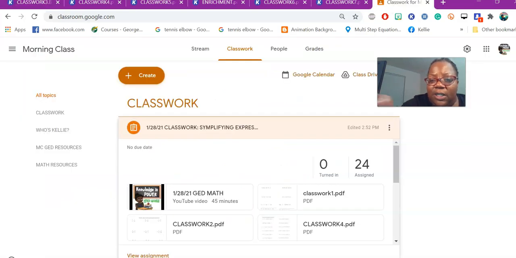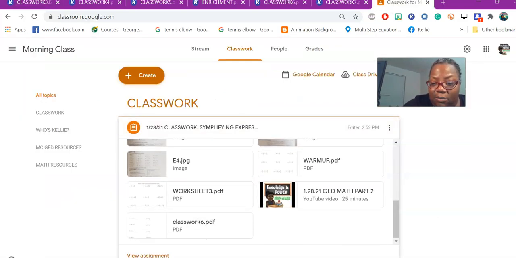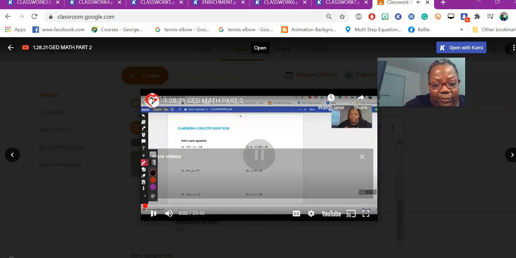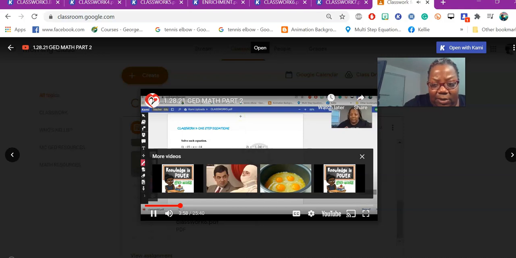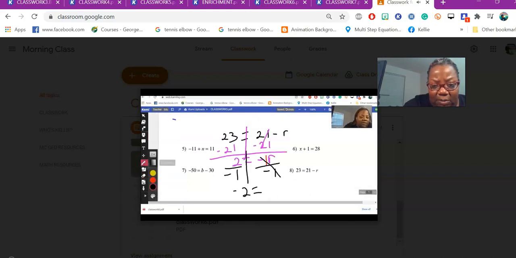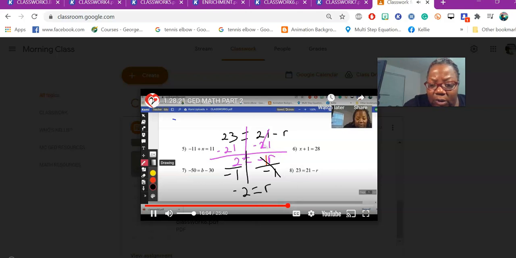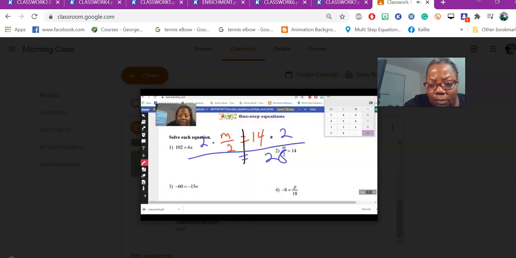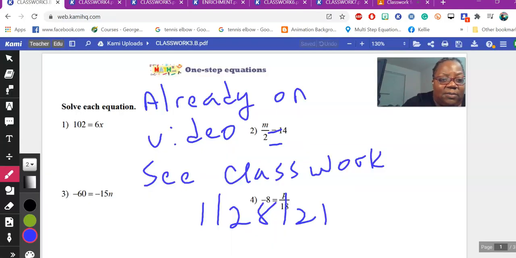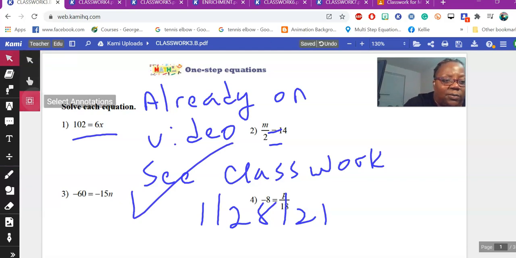Let's go check. So for here, and I think that's on part 2, which is right here, should be the same problems. And, oh, look at that, I did the adding and subtracting. Let's take a look at the middle. I should have the multiply and divide video too. And I do. See the 102 divided by 6x? Make sure that the video is exactly the same. So the video is there, so you can go and review those.